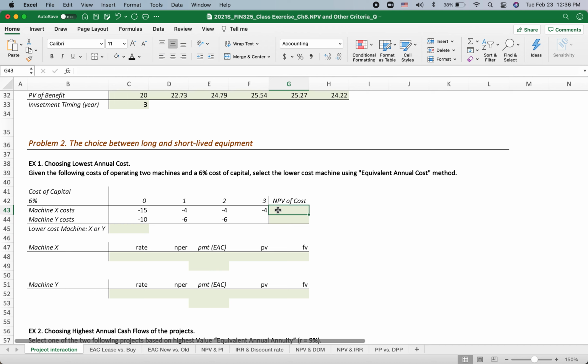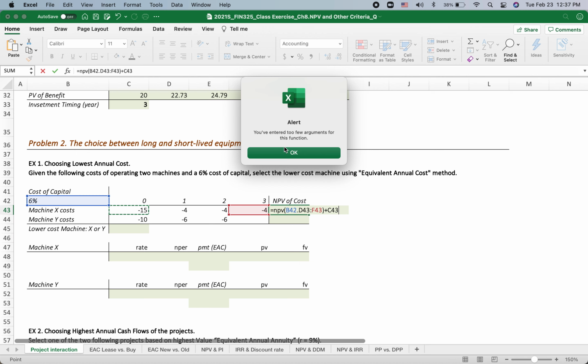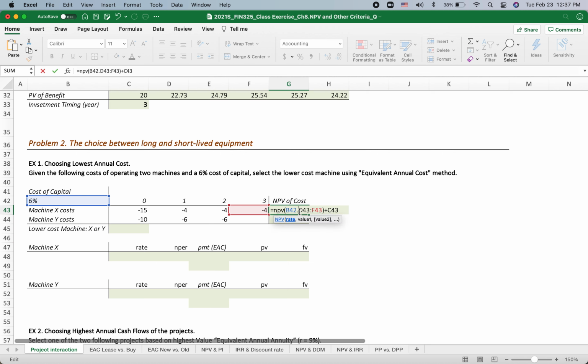Okay, then how to do it? We use the NPV function with the rate. Let's drag this whole number and plus. Okay, we have something wrong there. It should be a comma. Okay, 25.69 is the present value of the cost of machine X.